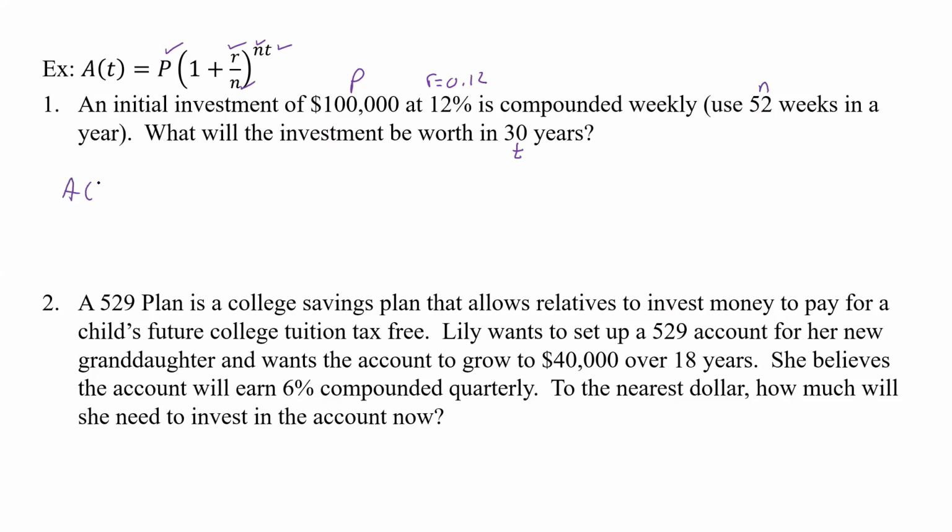So A of 30 equals $100,000 times 1 plus R, 0.12, over N, 52, raised to the 52 times 30. Okay. Now I plug that into my calculator. So I clear that out.